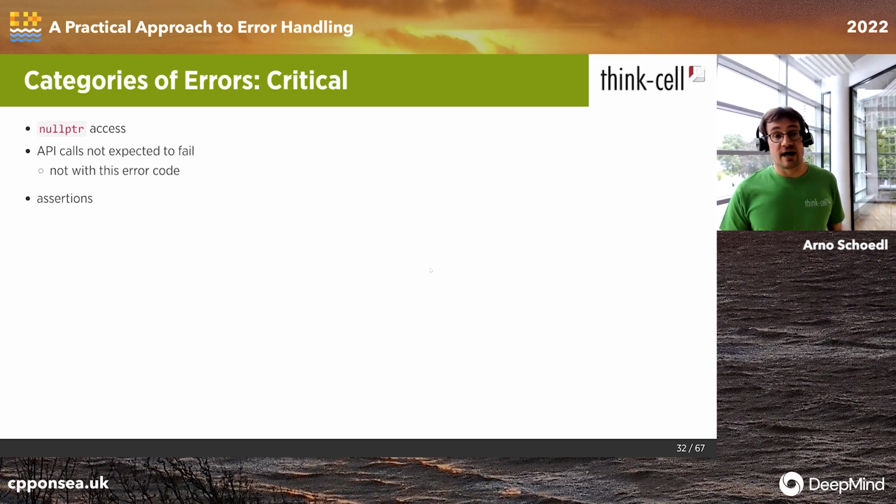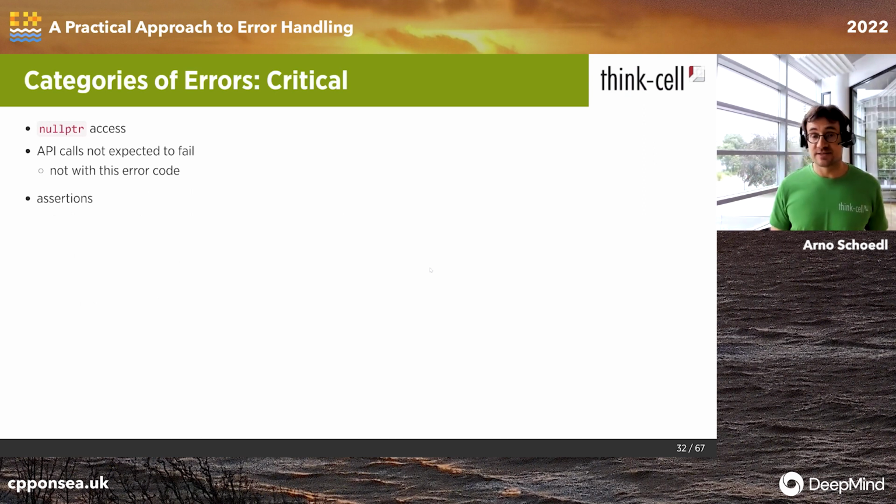I want to go briefly through the categories of errors that we have. Over time, we kind of developed these different kinds of categories. And since it took time to do that, I want to share them with you. Now, the first thing, of course, are critical errors.